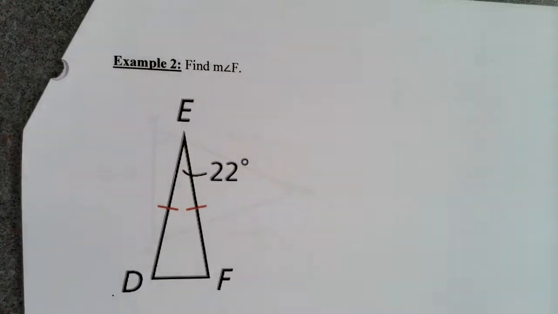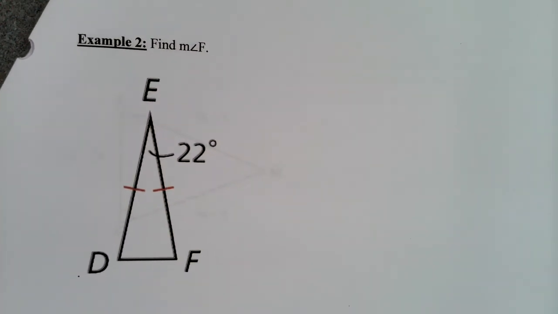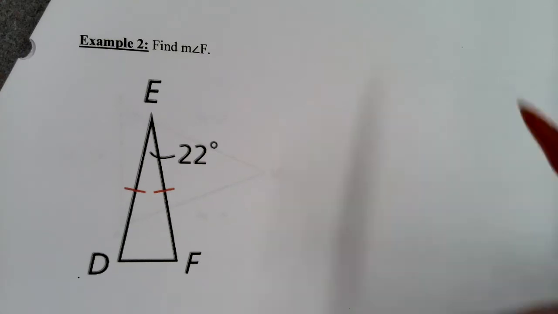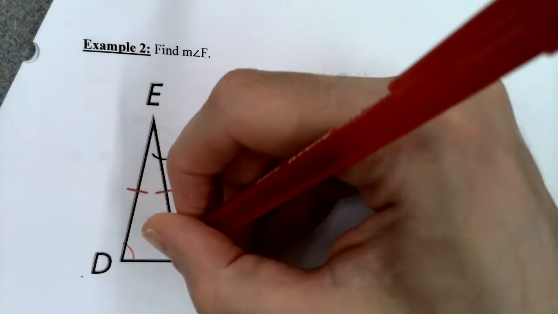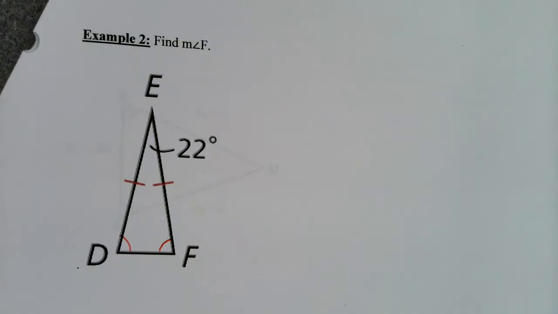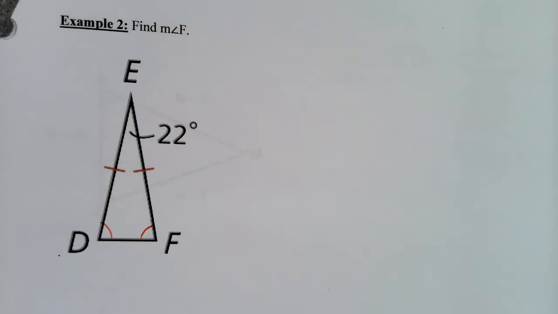Now let's do some examples. Find the measure of angle F. So we have an isosceles triangle. I like saying the word isosceles. Isosceles. So this side is congruent to that side. So it means that this angle is congruent to that angle. Because if two sides are congruent, then the angles opposite them are congruent. I think we've done problems like this in the past.